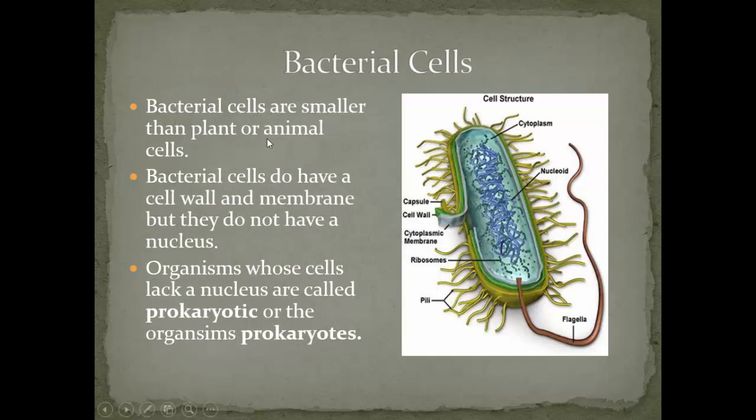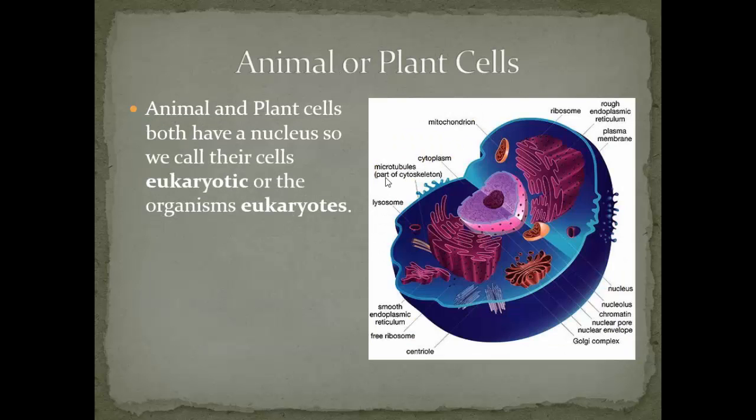Bacteria cells are smaller than plant or animal cells. They're quite tiny. They do have a cell wall and a cell membrane, but they do not have a nucleus. Instead, they have a nucleoid. Their DNA is free-floating. Organisms who lack a membrane-bound nucleus are called prokaryotic organisms, or prokaryotes. So plant and animal cells are eukaryotic cells, and bacteria cells are prokaryotic cells.